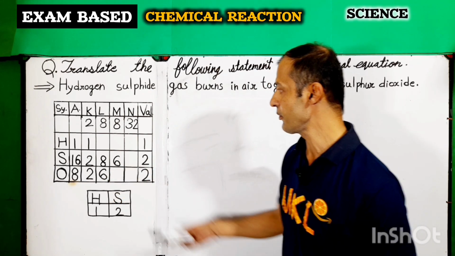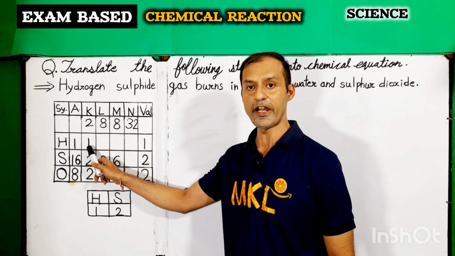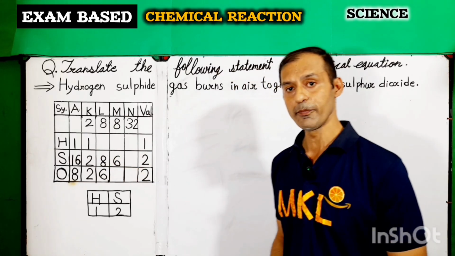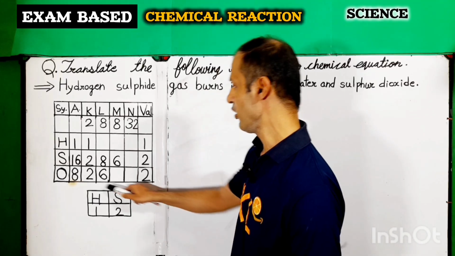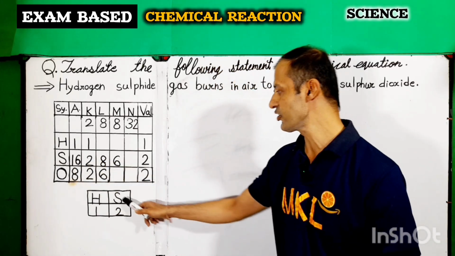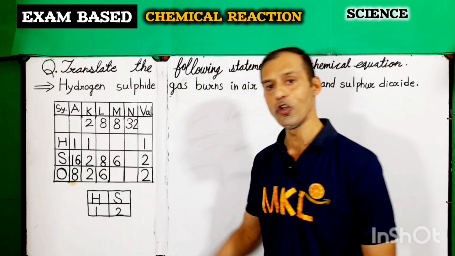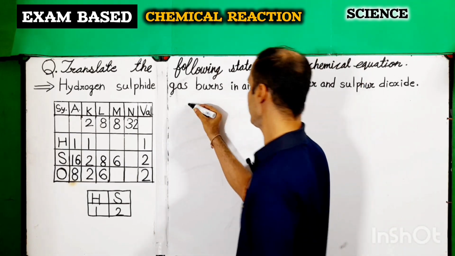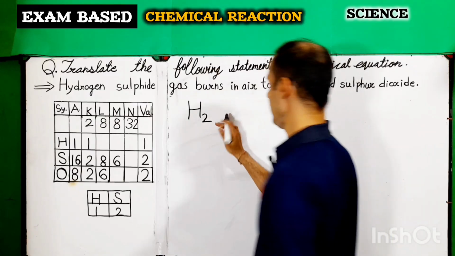Now we will not subtract hydrogen from 8, because it is very far away from 8. I have written the valencies here: hydrogen valency is 1 and sulfur valency is 2. We do the cross multiply, so hydrogen becomes H2 and sulfur is 1. So here I write hydrogen sulfide, and it becomes H2S.